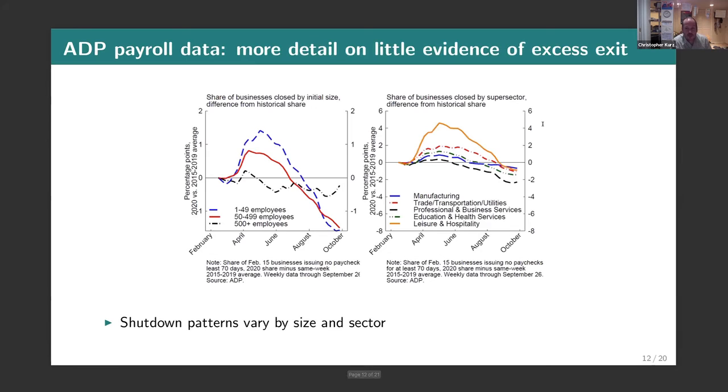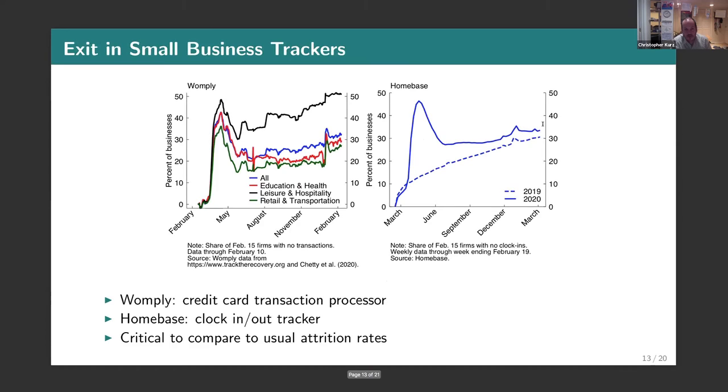The next slide repeats the similar analysis in terms of the deviations of those that are not making payroll for different size classes in different industries, and that's analyzed a little bit more in detail in the paper. What I want to do next is jump to these small business trackers, and two of them that have been in a lot of different media and academic discussions have come from Womply and Homebase. Womply is a credit card transaction processor. This is where you'll see the discussions focusing on extremely small businesses, and large closure rates are being passed about in these conversations. Homebase is a clock in, clock out tracker.